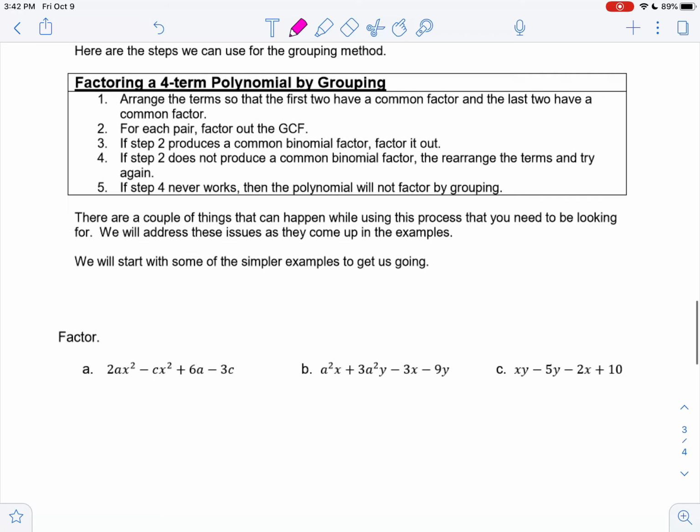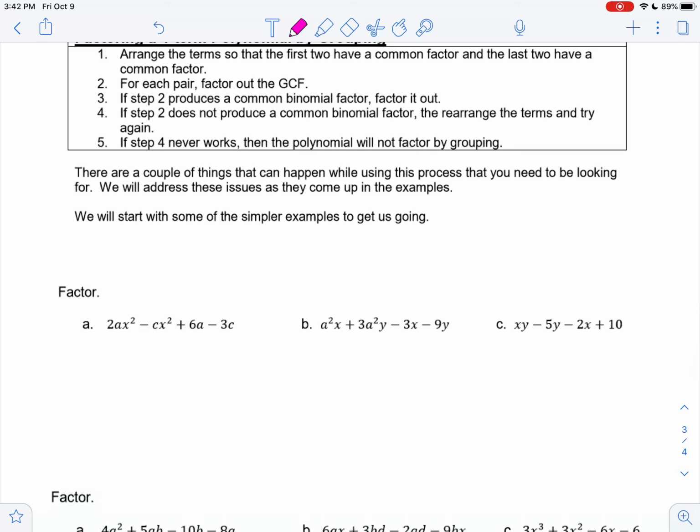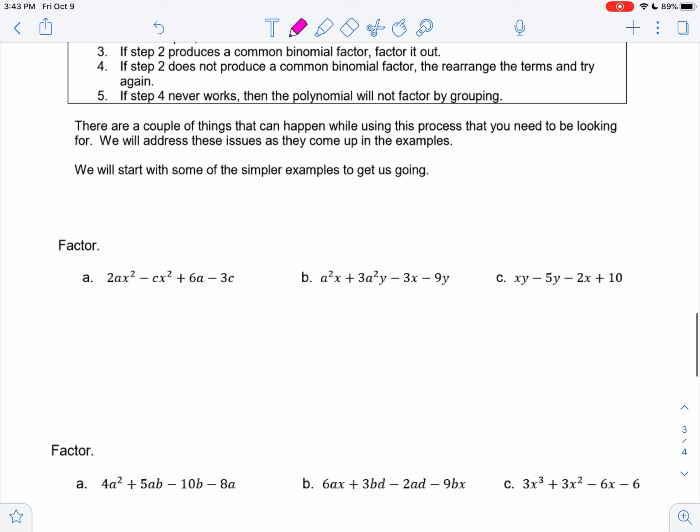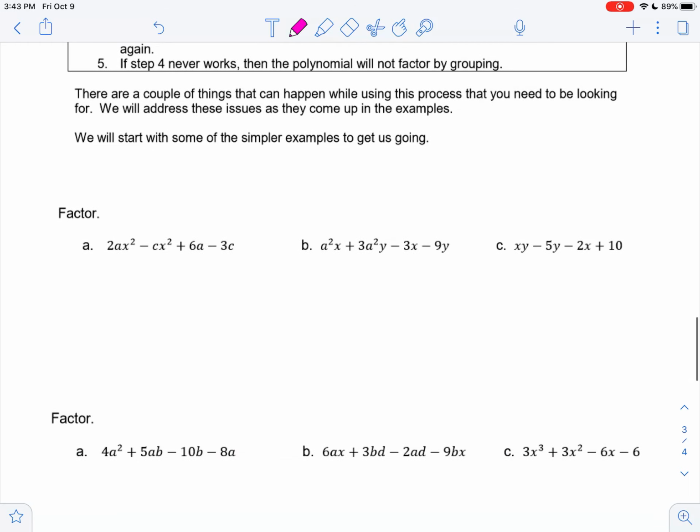Number 1, we want to arrange the terms so that the first 2 have a common factor and the last 2 have a common factor. Most of the time, you don't have to rearrange the terms. They sort of just show up that way. Number 2, we would factor out the GCF for each pair. And if step 2 produces a common binomial factor, we'll factor it out. If it doesn't, we might try to rearrange the terms. And if step 4 doesn't work, then, well, the polynomial can't factor by grouping.